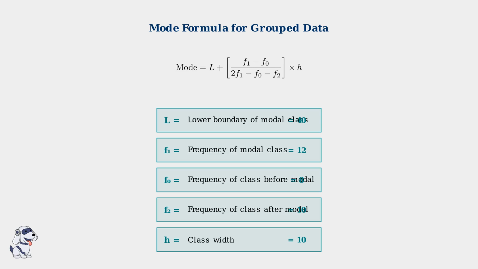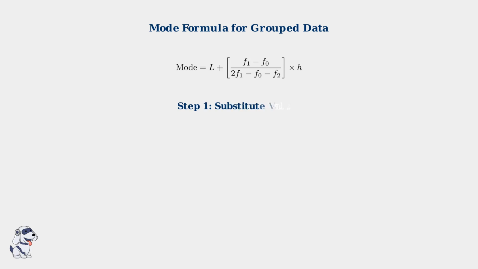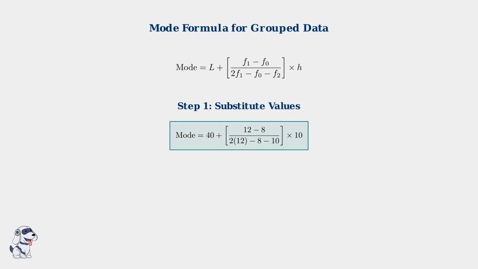L is the lower boundary of the modal class. F1 is the frequency of the modal class. F0 is the frequency of the class before the modal class. F2 is the frequency of the class after the modal class. And H is the class width. Now let's substitute these values into our formula and calculate the mode step by step.